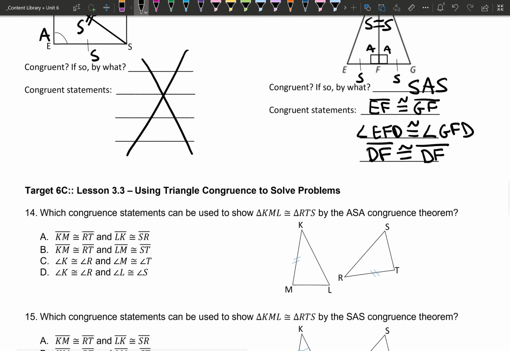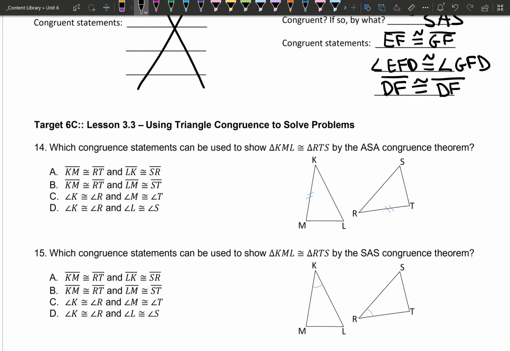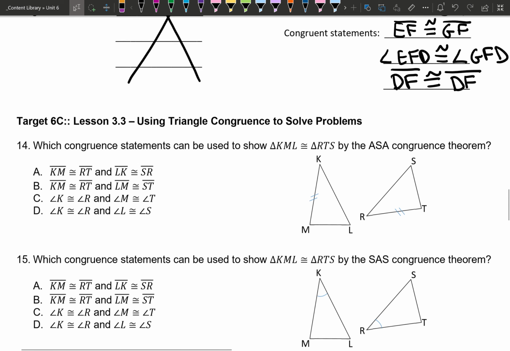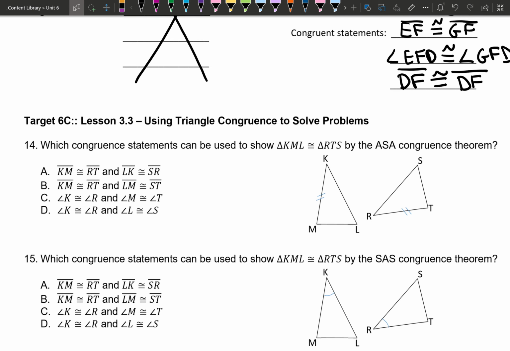Sweet. 14. Which congruent statement can be used to show that these are congruent by angle, side, angle? Well, in this image, I already have a side marked, so all I need are two angles. So I can boldly cross off A and B, because those are just sides. Now C and D start the same way. Angle K is congruent to angle R.